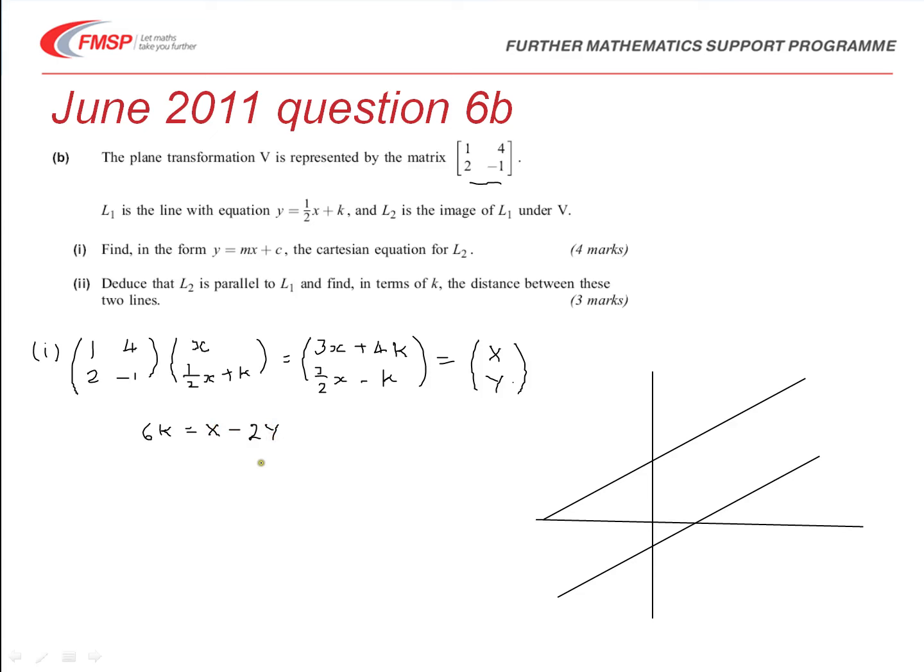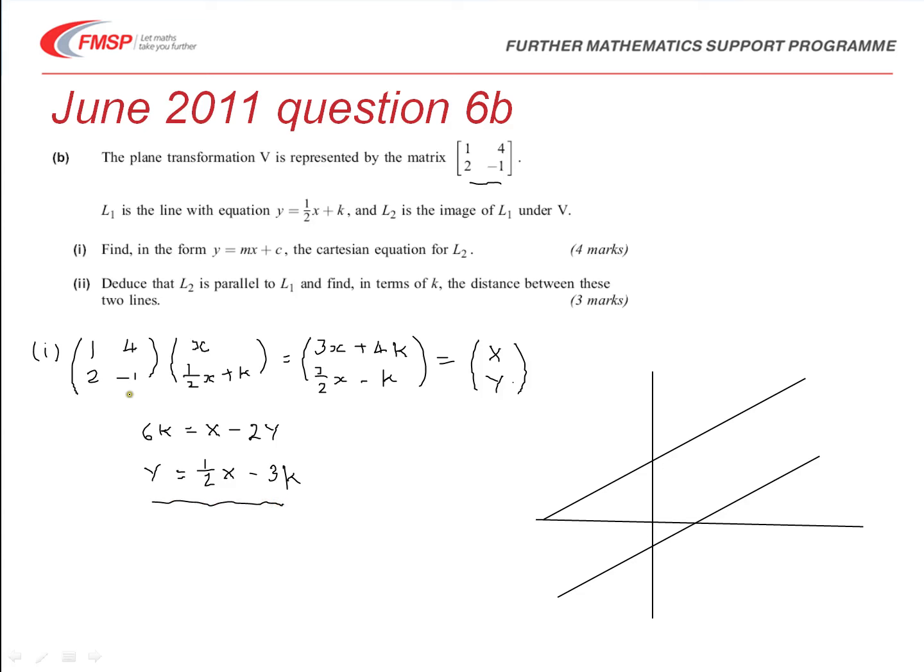And we wanted that equation in the form y equals. So if we rearrange that and divide by 2, we're going to end up with big Y equals a half of big X minus 3k, which is in the form that we require. Okay. That's our answer there.